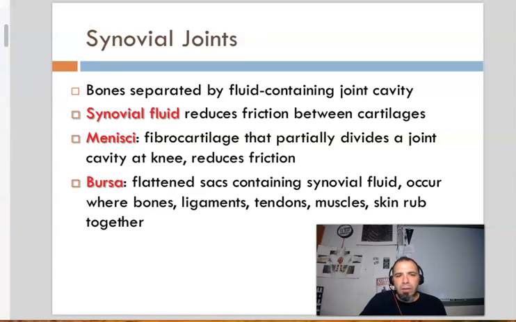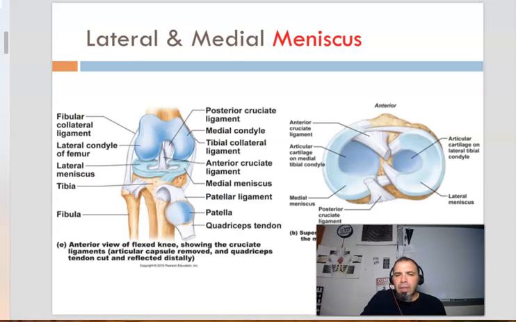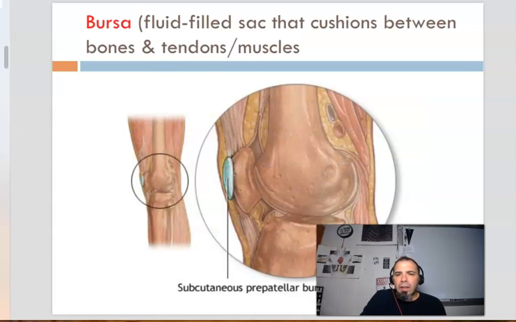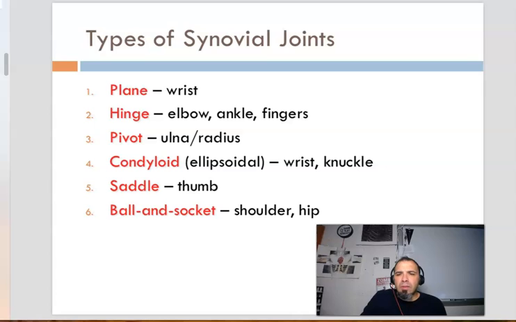Okay, so there's those synovial joints, reduce friction. And then we talk about that. So there's a lateral meniscus, which you've probably heard of before. There's a torn meniscus, and the tear, as you can see where the arrow is. And then again, there's your bursa, which is the subcutaneous prepatellar bursa, on the front of the knee. So let's talk about types of synovial joints.